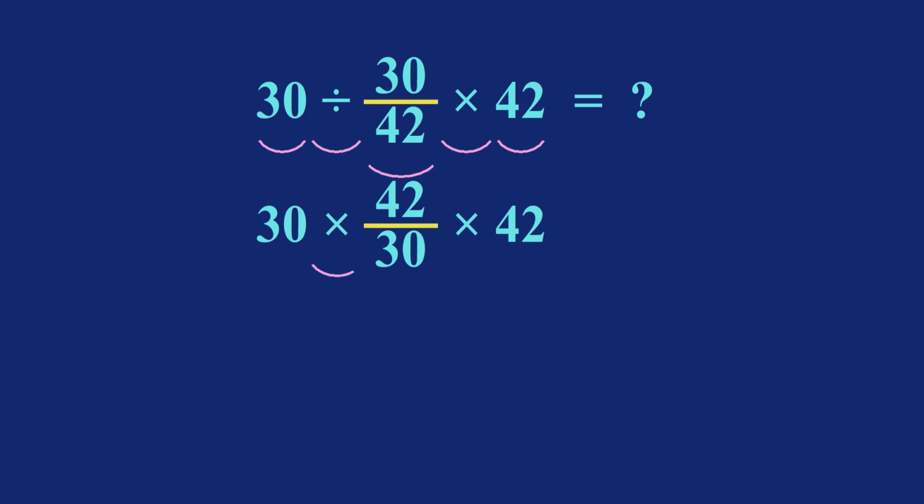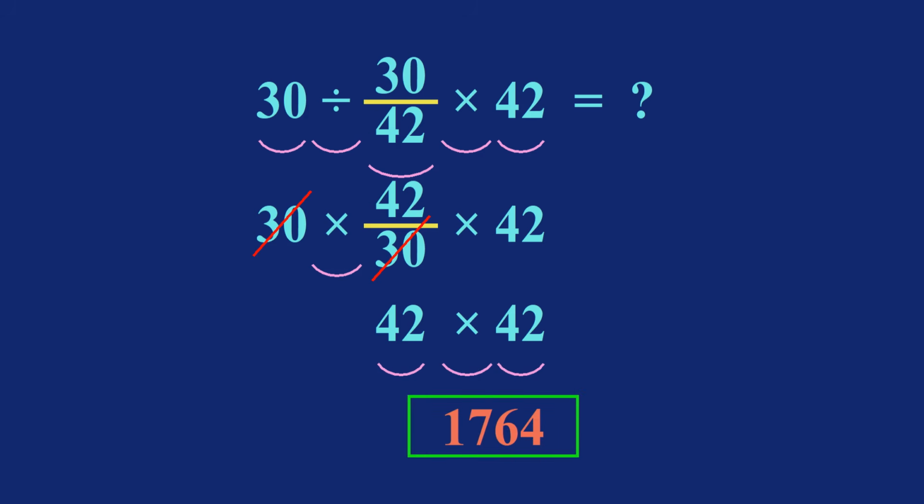First we do this multiplication. We can easily cancel this 30 and this 30, which gives 42. And here again we have times 42. So here we have this 42 times 42, which equals 1764. And this is our final answer to this problem.